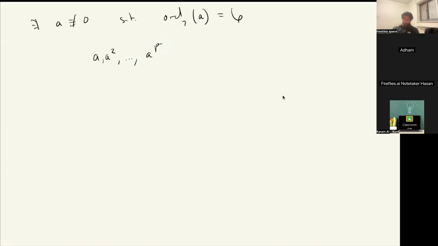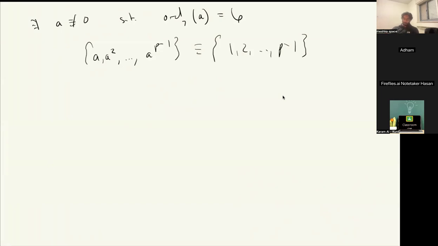Okay, so these are all distinct, right? Because if any two are the same, the order would be less than p minus 1. So the point is, since they're all distinct, this should be as a set equivalent to 1, 2, all the way to p minus 1. Does it make sense what I'm saying? Yes.